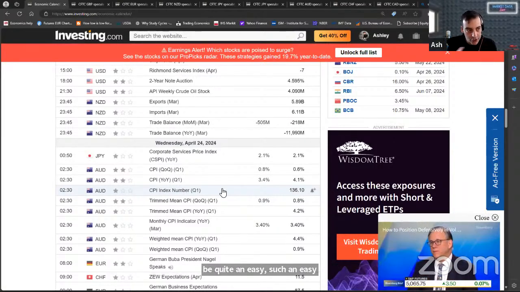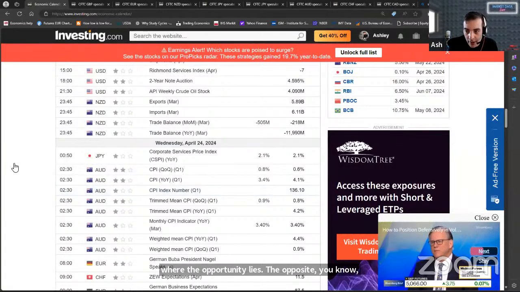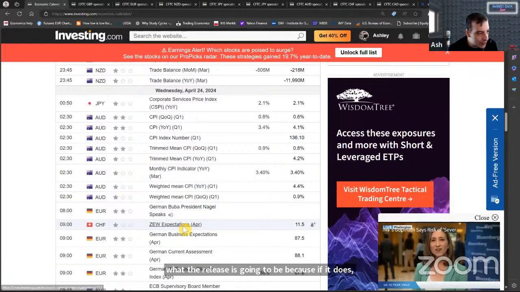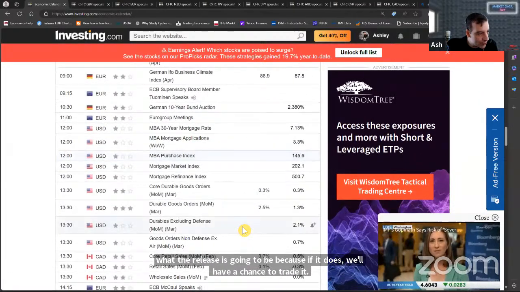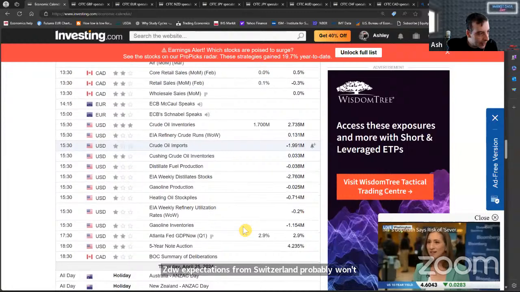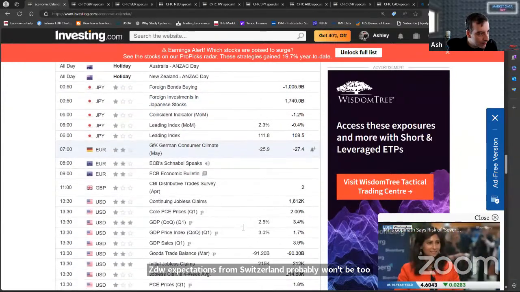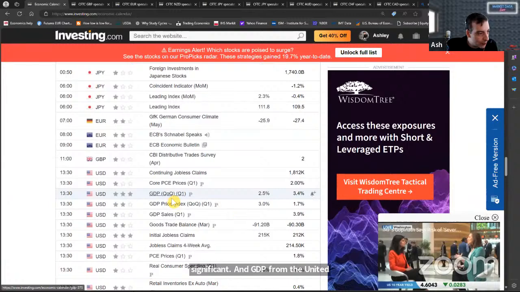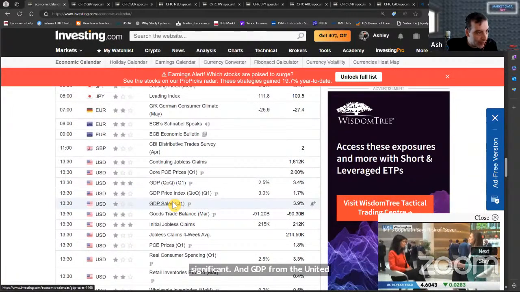So we've really now got to watch the charts and see where the opportunity lies. Does the technical picture unfold opposite to what the release is going to be? Because if it does, we'll have a chance to trade it. ZEW expectations from Switzerland probably won't be too significant, and GDP from the United States could well be significant depending on how that comes out.